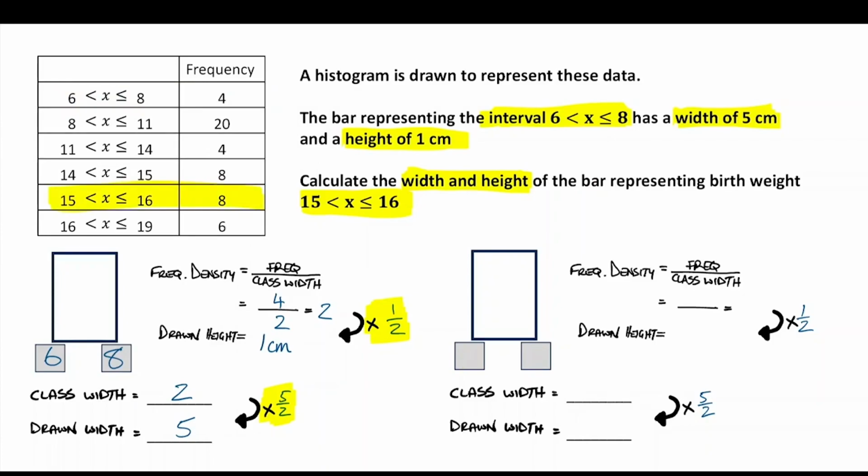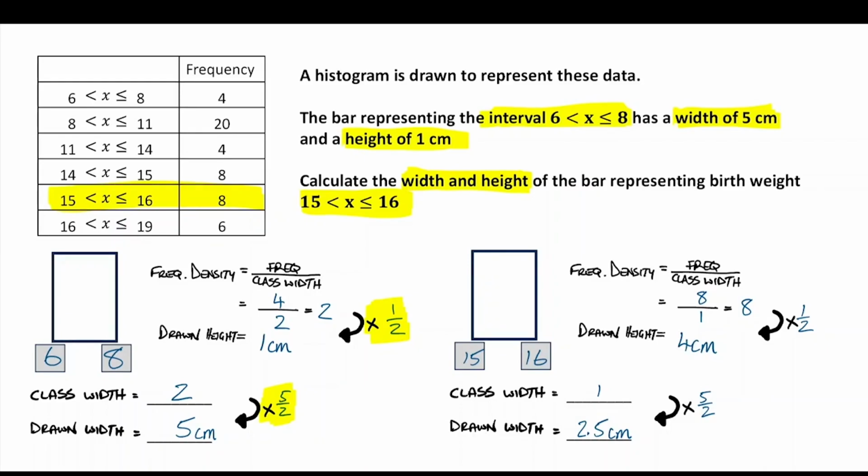15 to 16. Let's put down those boundaries. The class width is now 1. When we process the scale factor, we get a drawn width of 2.5 centimeters. Straight away, we found the drawn width of the new bar. We're going to do a similar thing for the frequency density. A frequency of 8, a class width of 1, gives us a frequency density of 8. When we process through the scale factor, 8 multiplied by a half, that gives us a drawn height of 4 centimeters. And there we found both the things we were looking for.